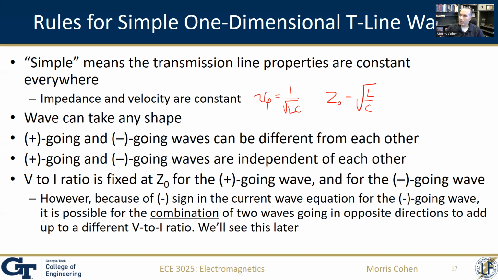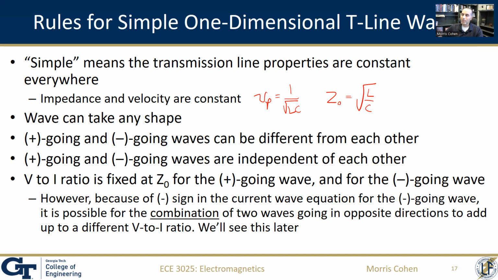So it can be a sine wave, it can be a square wave, it can be a little triangle, it can be a single impulse. Whatever it is, though, it's moving up and down the waveguide. We can have a positive and negative going wave that can be different from each other, and they can be independent. One of them could be 0. But for each of those waves, a positive going wave, we know that the voltage to current ratio must be equal to this intrinsic impedance Z0.